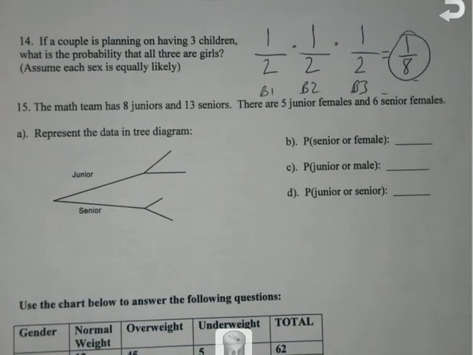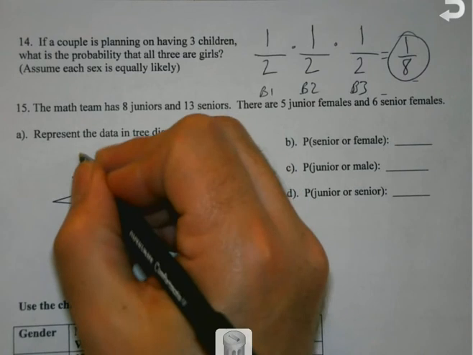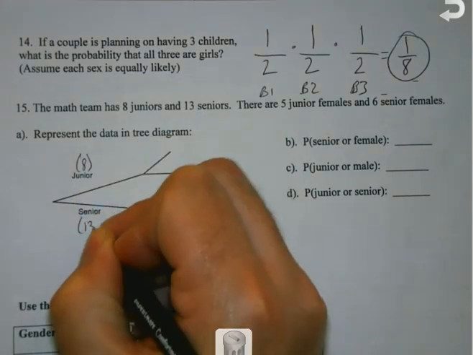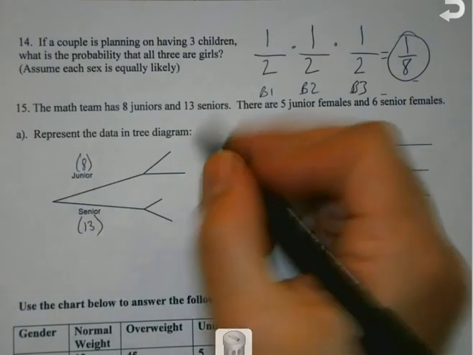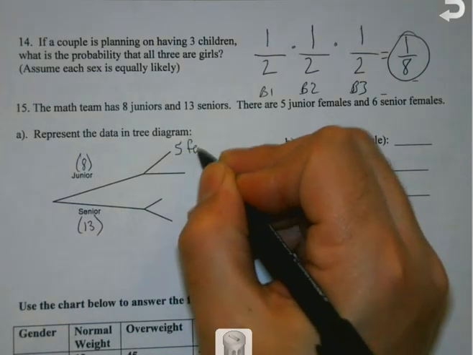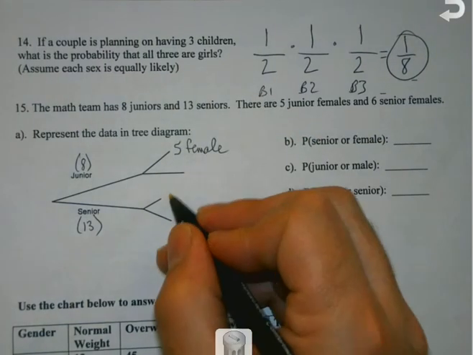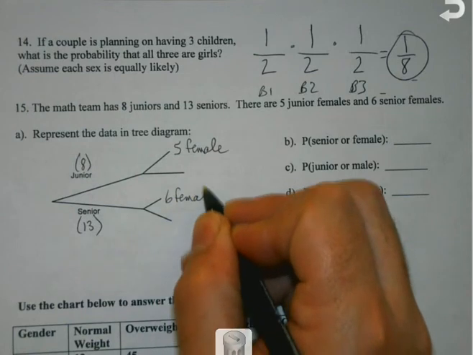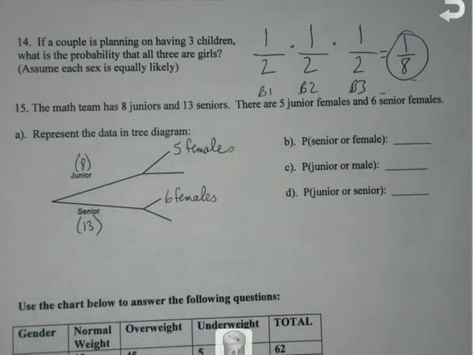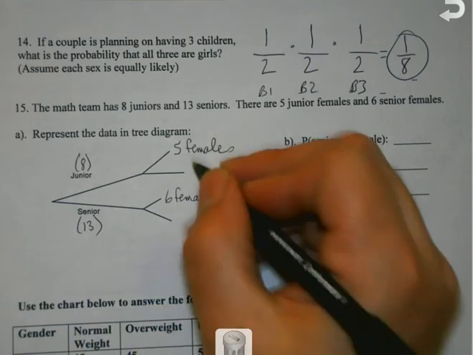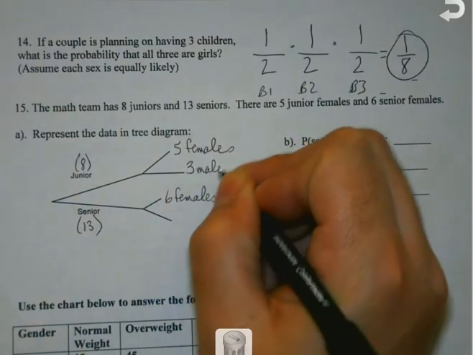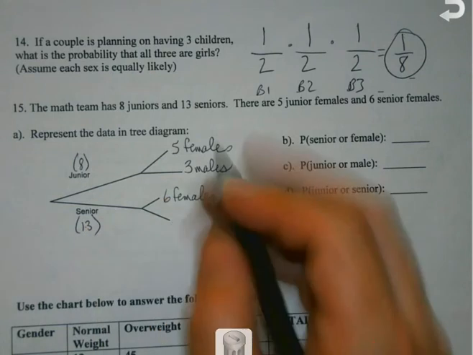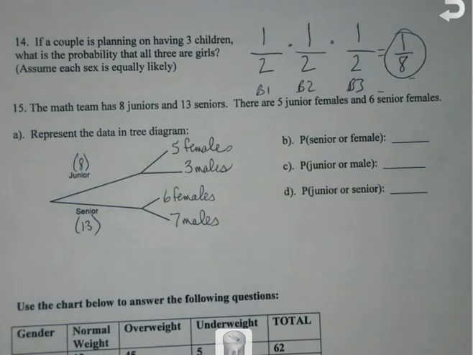So we're going to keep peeking at some of these, kind of seeing how we can make some connections with some of the stuff that we've done. Okay, so the math team has 8 juniors and 13 seniors. There are 5 junior females and 6 senior females. Now, I notice that doesn't add up right, because there's 8 juniors, there's 5 females. So let's finish this. There's 3 males. If there's 13 and 6 of them are females, there's 7 males. So I can get all my information that I need this way.